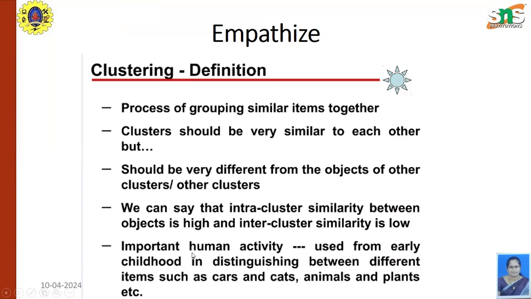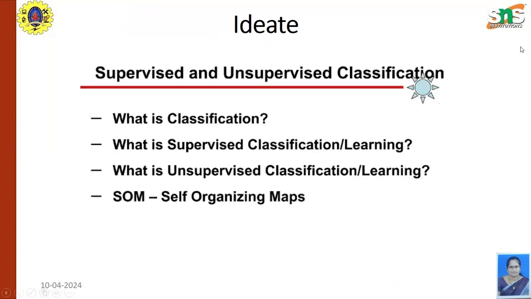An important human activity, learned from childhood, is to distinguish between different items such as car, cat, animal, plant. Animals will be grouped separately from plants. Like that, we are going to apply supervised and unsupervised classification to categorize the objects.